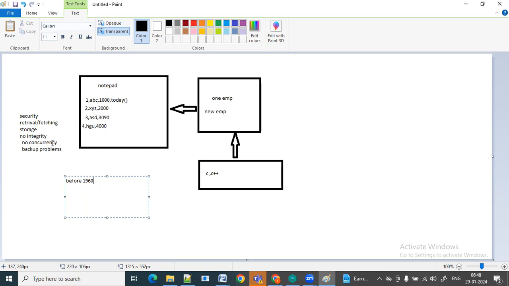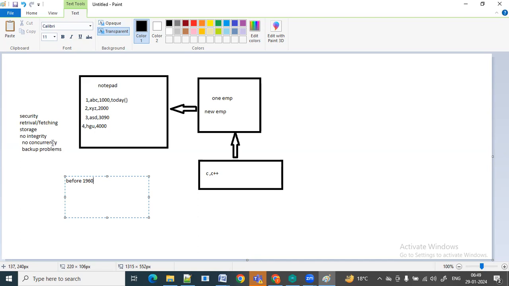Some people will say this person is earning more salary than before. Some people will say this is not the salary that I was getting. I'm getting much less salary. That you will be experiencing. So before the 1960s, people were experiencing such kinds of issues.